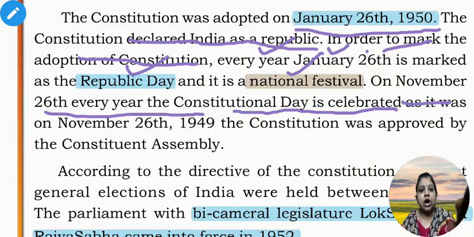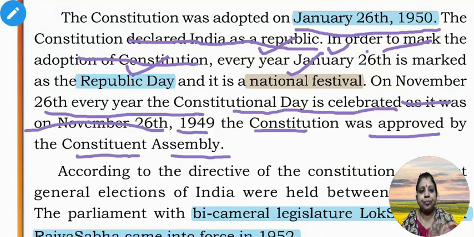As it was on November 26, 1949, that the Constitution was approved by the Constituent Assembly. So on November 26th every year, we celebrate Constitution Day. On November 26, 1949, our Constitution was approved by the Constituent Assembly.